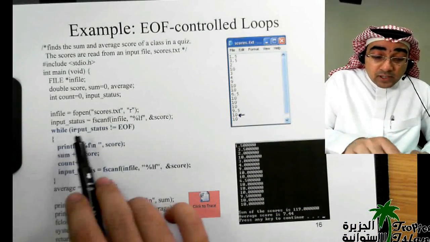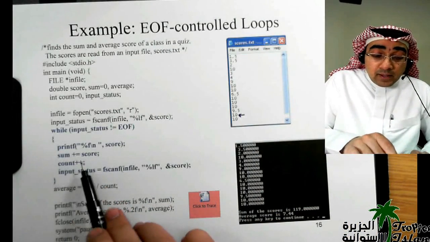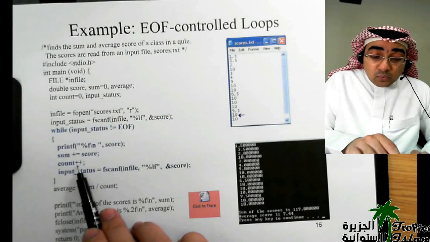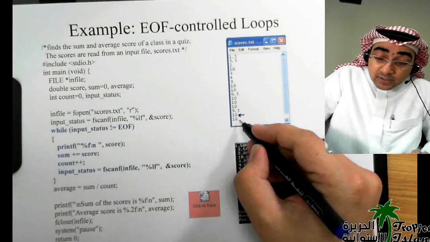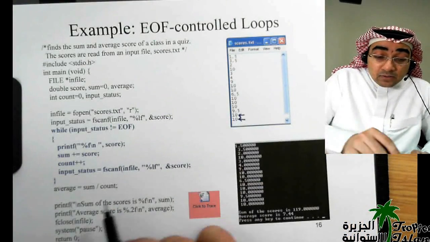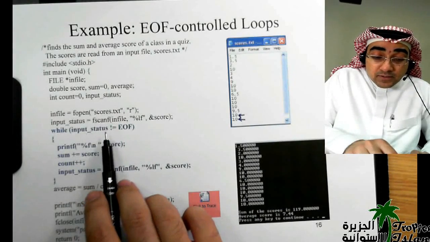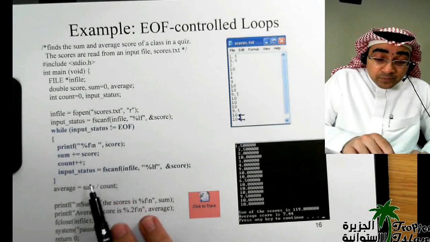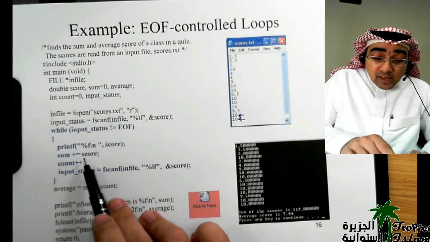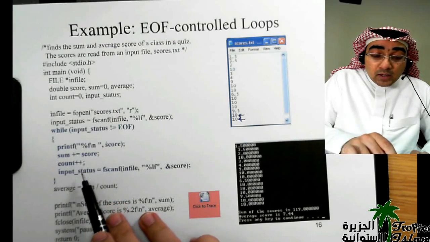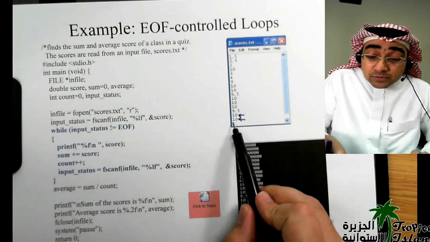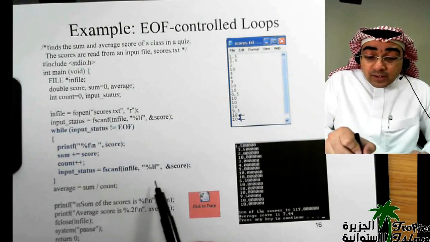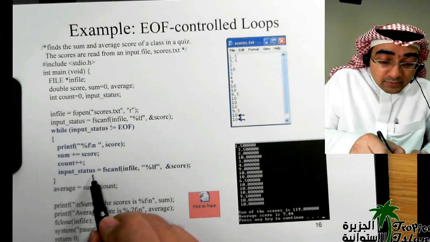You're going to read the 10, come over here, add the 10 to the sum, and then increment the counter by 1, and then you're going to read another number, so you're going to get the last 10, and you're going to come back over here again. The input status is not the end of file until this is true, and you add it to the score, add it to the count, and then you read again, but you reach the end of the file.